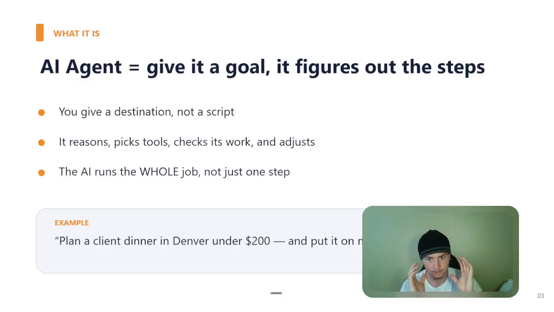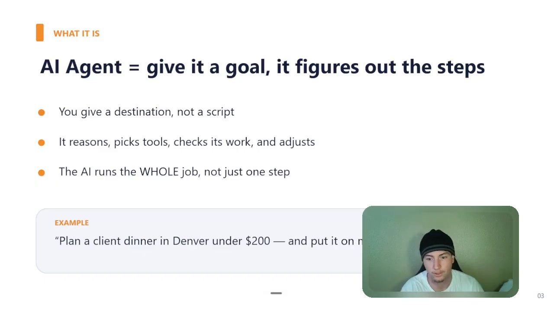Now the agent has its own brain. So in its own brain, it's going to reason and try to figure out the right tools to put in place to get to that destination. And essentially, the agent runs the whole thing. It's not just one step out of a process, it's the whole thing. So for example, right here: plan a client dinner in Denver under $200 and put it on my calendar.